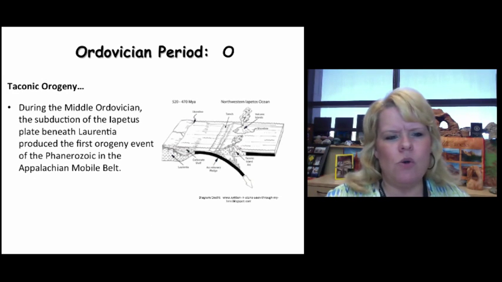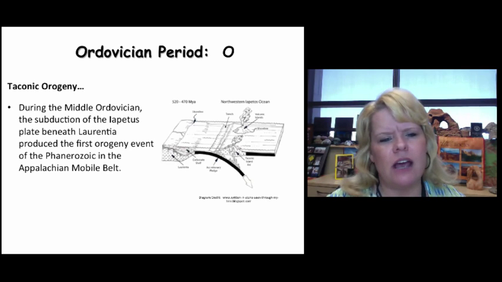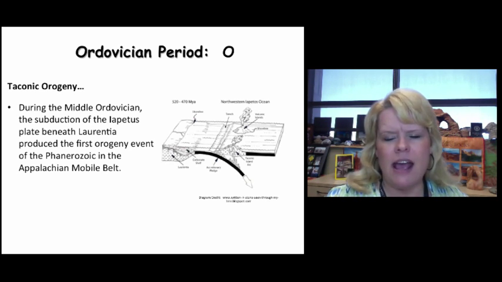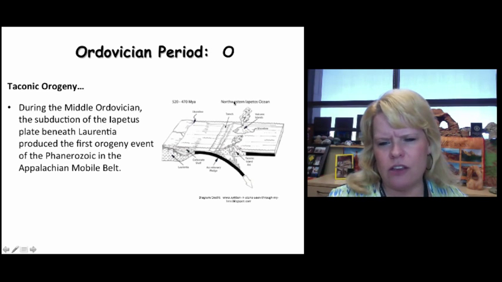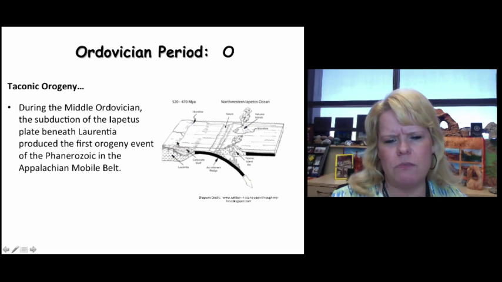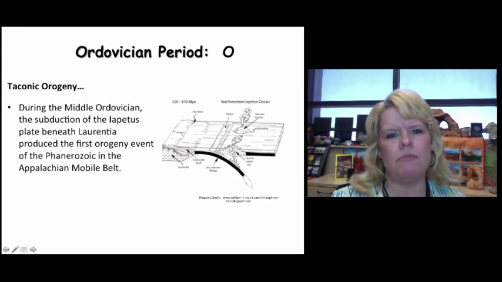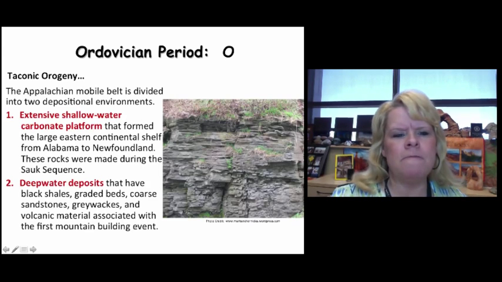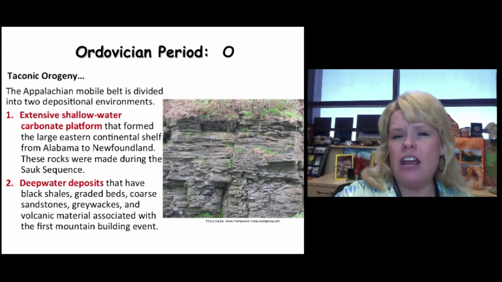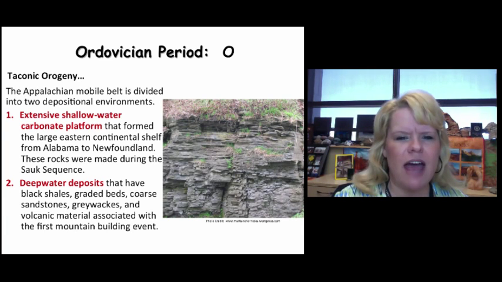So during the Middle Ordovician, the subduction of this microplate beneath Laurentia produced the first orogenic event that we're going to have. And that's this island arc that you see right here, the Avalonia island arc, and it's going to squash up and smash up against Laurentia, and anything in its way will be folded and put up on those mountains. So the Taconic orogeny is the name of this particular mountain building event.